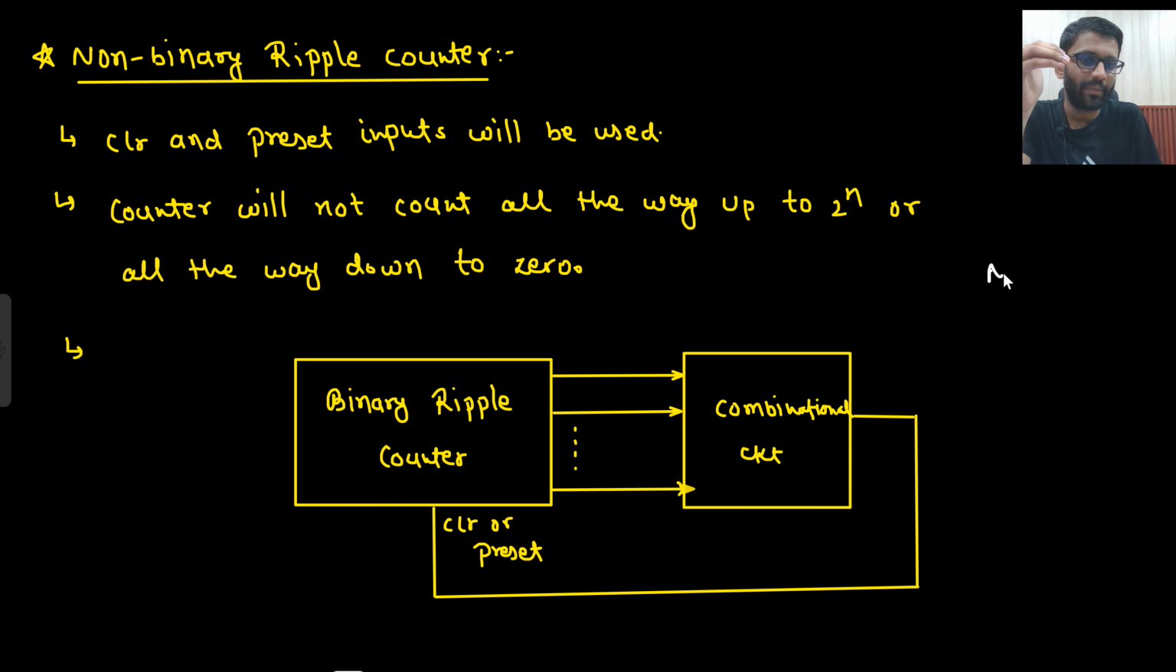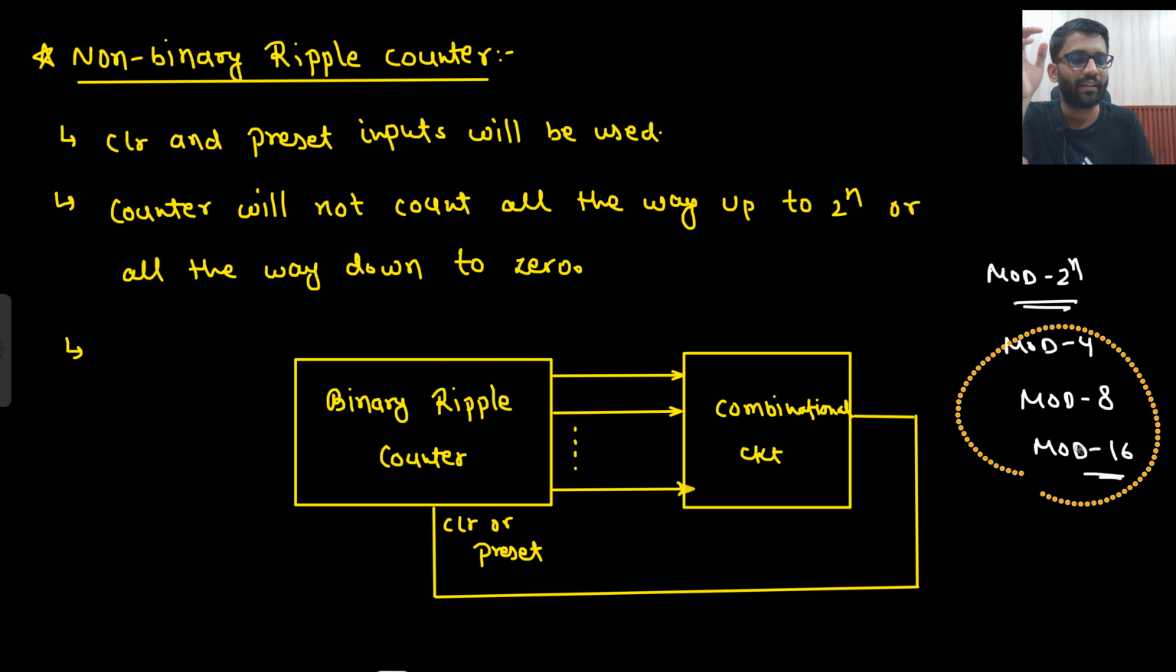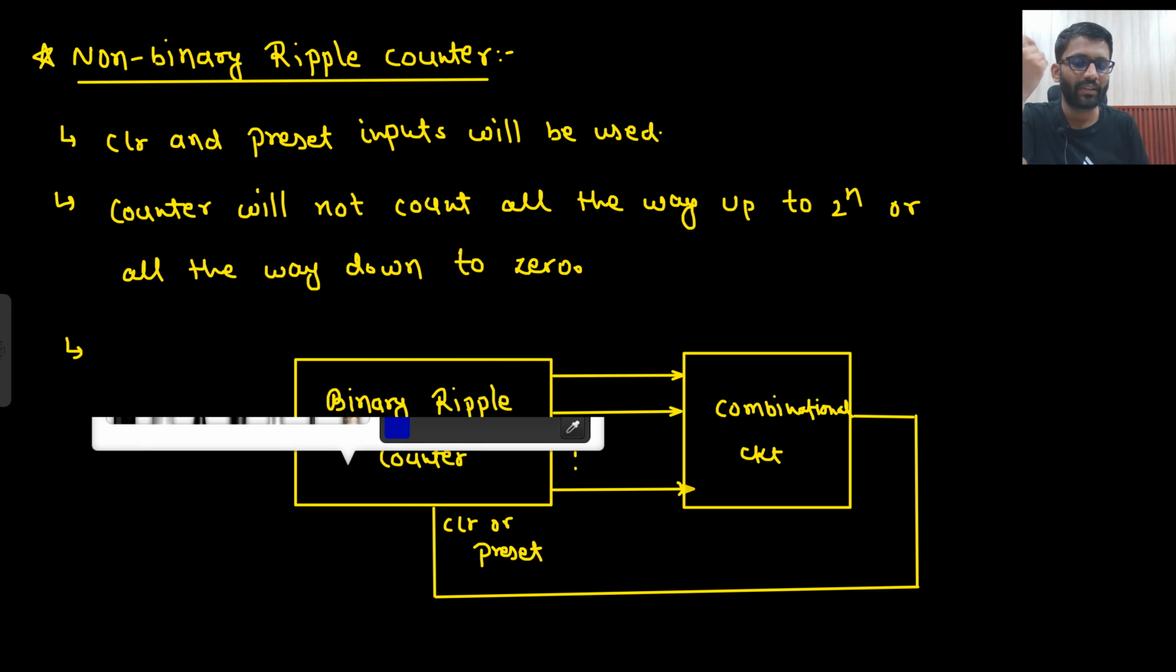So previously we were making mode 2 to the power n counters, right? Mode 4 counter, mode 8, mode 16 also we made. But now in between, whatever the number is, we can make mode 7 counter, mode 6 counter, mode 14 counter, mode 13 counter. So the number of states will not be equal to 2 to the power n, it will be lesser than that. And for that we will have to use clear or preset input.